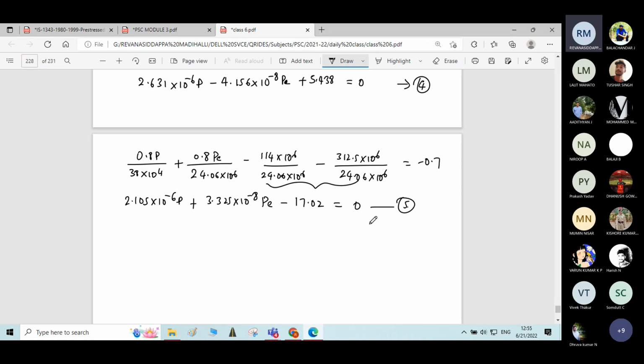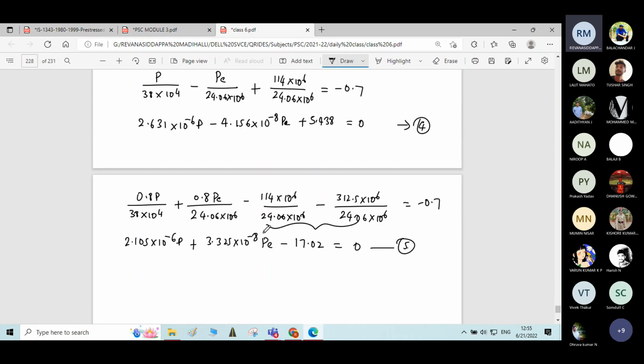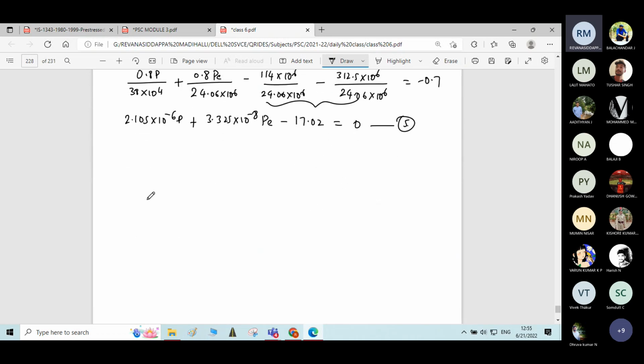Equation number 5. Now you can refer to equation number 4 and 5. These are two linear equations with two unknowns. One unknown is P and one more unknown is PE. You can solve these two linear equations in your calculator only. After solving, you'll get the value of P and PE. Okay, solving equations 4 and 5.